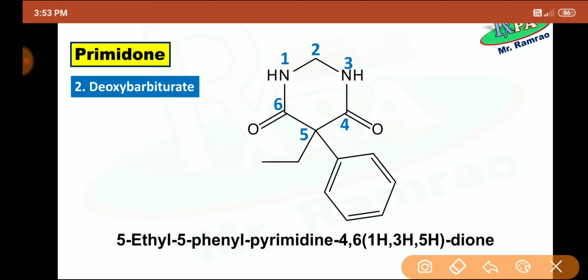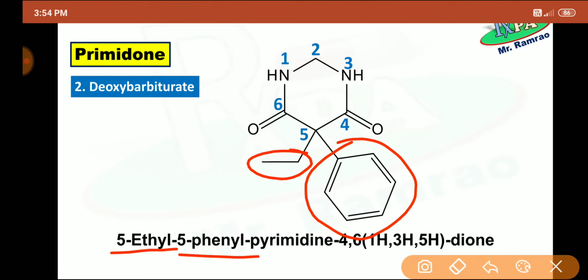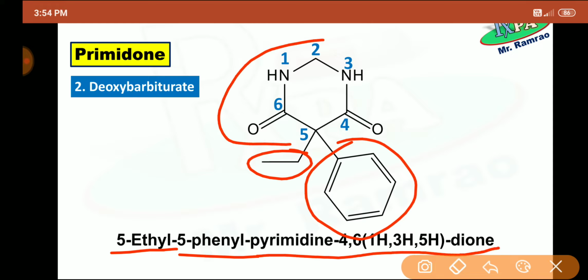Now we'll see how the IUPAC name is given. 5-ethyl, 5-phenyl, pyrimidine 4,6 (1H, 3H, 5H) dione. Why dione? Only two ketone groups are present on the 4 and 6.